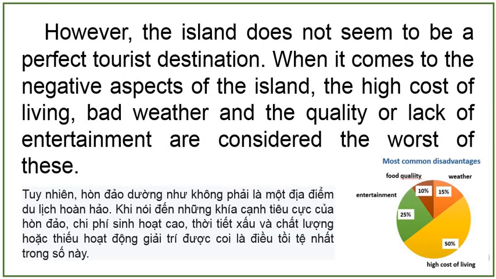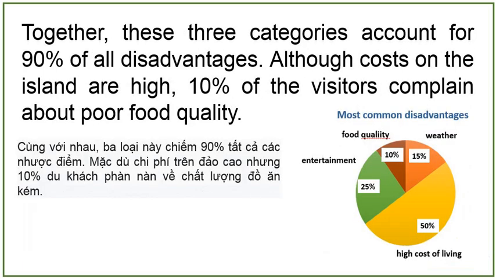However, the island does not seem to be a perfect tourist destination. When it comes to the negative aspects of the island, the high cost of living, bad weather, and the quality or lack of entertainment are considered the worst of these. Together, these three categories account for 90% of all disadvantages. Although costs on the island are high, 10% of the visitors complain about poor food quality.